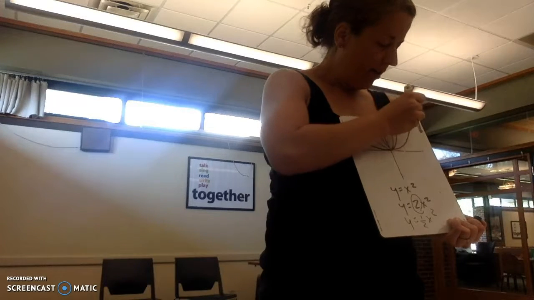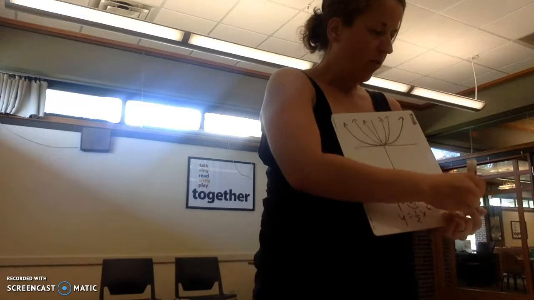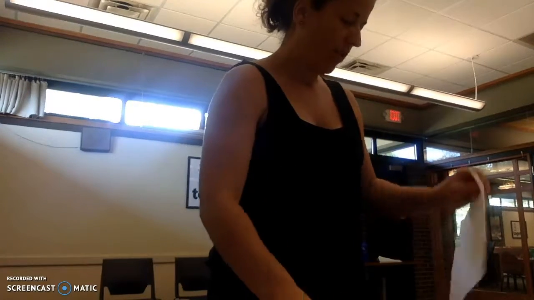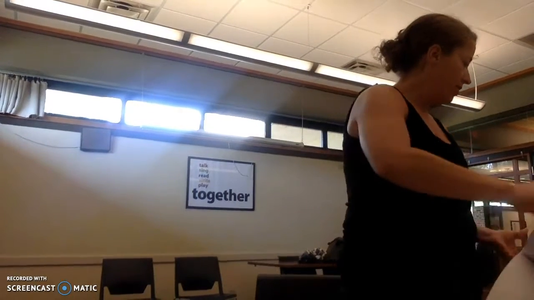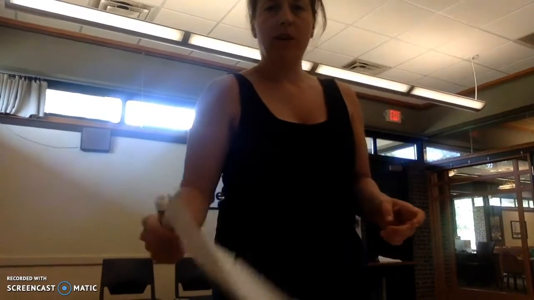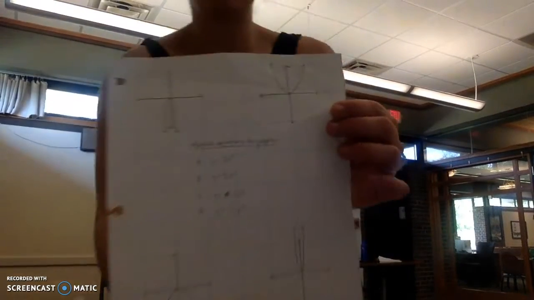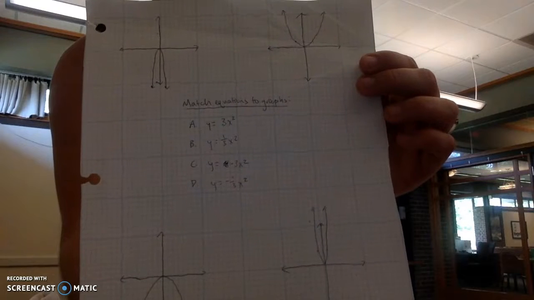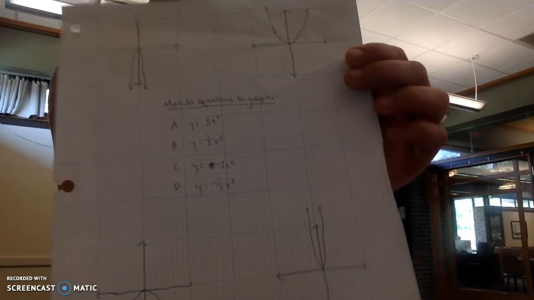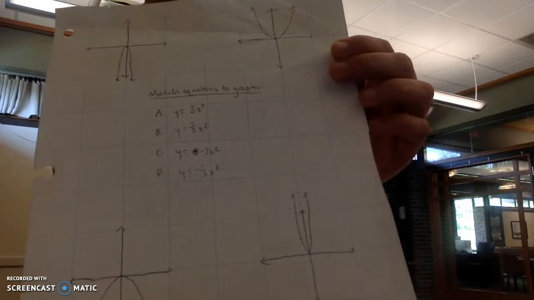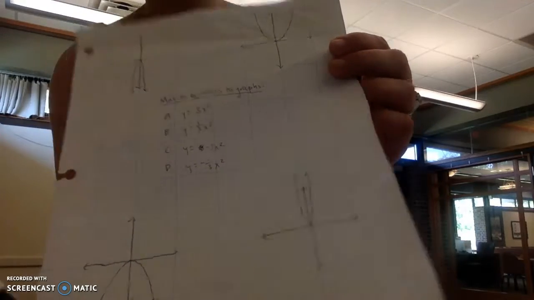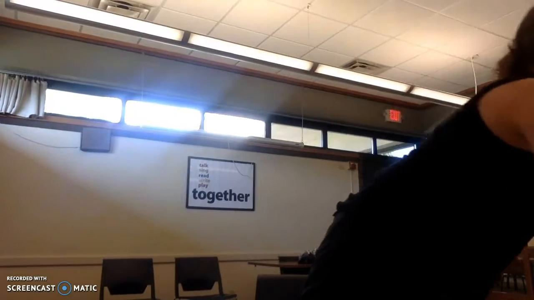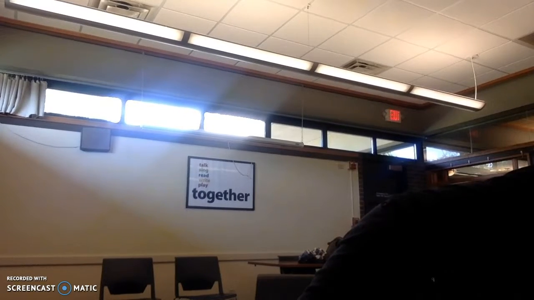Ta-da! So what I want you guys to do is look together at this graphing worksheet. We have 4 graphs and a multiple choice, 4 equations. I want you guys to match up the equations to the graphs based on what we have just found out about what A is. So see if you guys can do that.